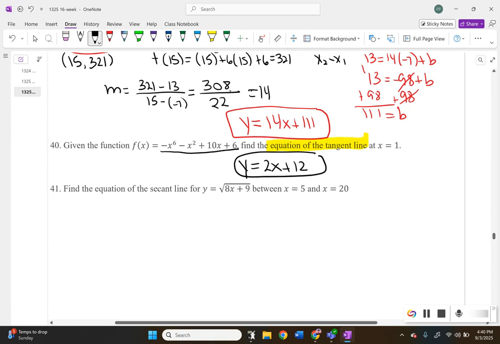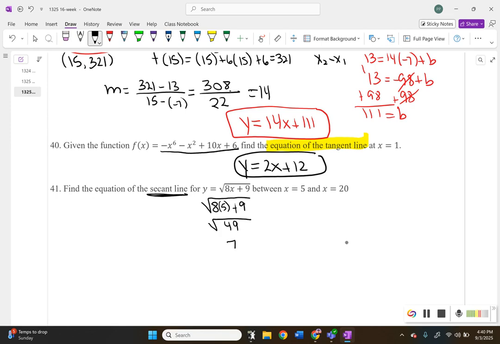Okay. Then number 41. It says find the equation of the secant line. So a secant line is algebra. That requires 2 points. So I've got my 2 x values here. X is 5 and x is 20. If I plug them in right here, I'll have the square root of 8 times 5 plus 9, which is the square root of 40 plus 9, which is 7. So when x is 5, y is 7.